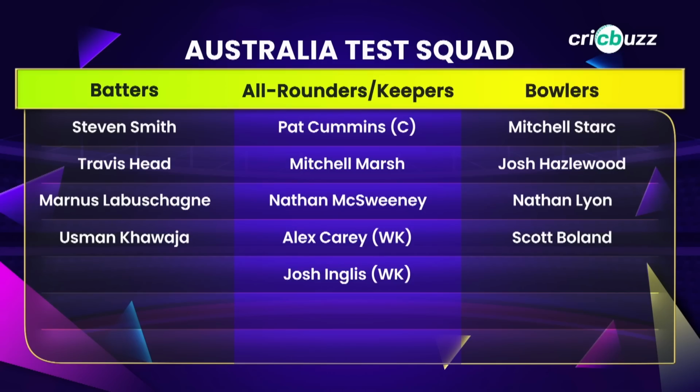I would go for Nathan McSweeney because he's batted at number 3, but Josh Inglis has scored 100 in the recent Shield game. So that could pit him as the opener along with Usman Khawaja, and Scott Boland is definitely not going to play unless there's an injury.